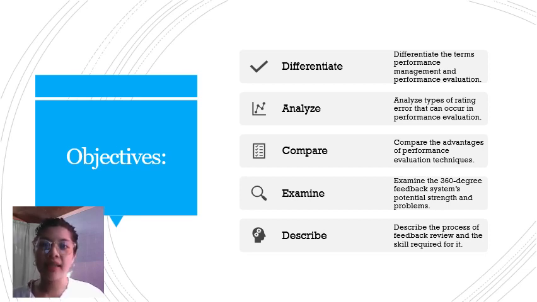Number two is analyze. Analyze types of rating error that can occur in performance evaluation. Compare the advantages of performance evaluation techniques. Also, examine the 360 feedback system's potential strengths and problems. Lastly is to describe the process of feedback, review, and the skill required for it.